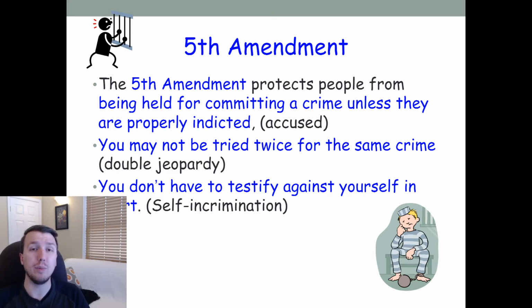You have to know what you're being accused of. The police will tell you you're being accused of this, this, and this. They will tell you your rights. You've probably heard of the Miranda rights before as well.